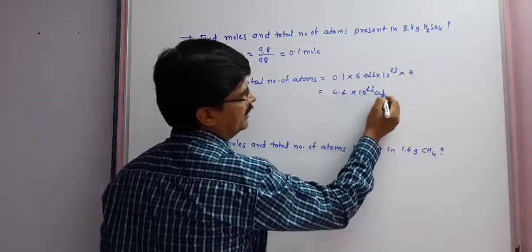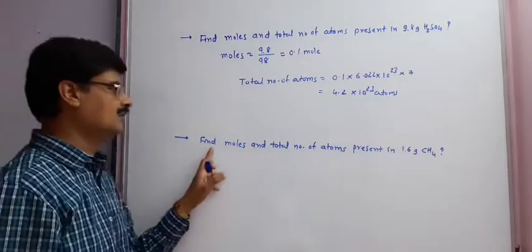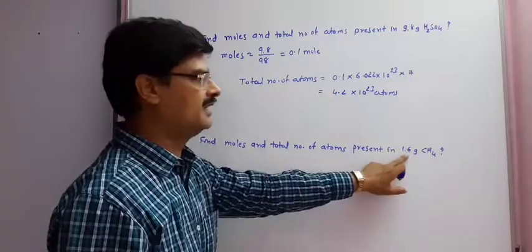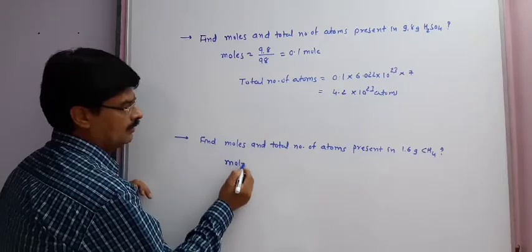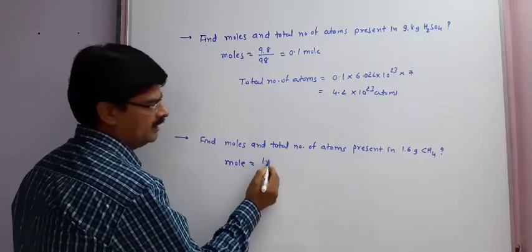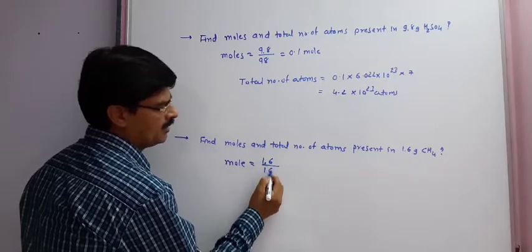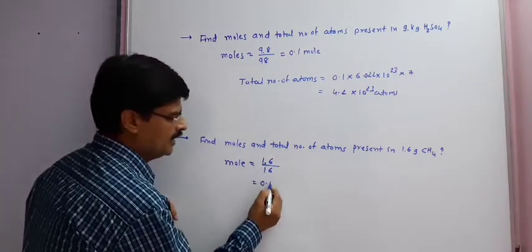In the next question, we have to find out moles and total number of atoms present in 1.6 gram CH4. So mole is equal to given gram 1.6 gram divided by molar mass of methane is 16. So we will get 0.1 mole.